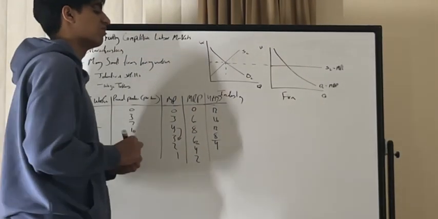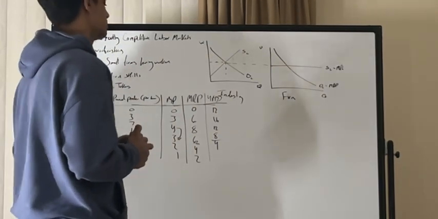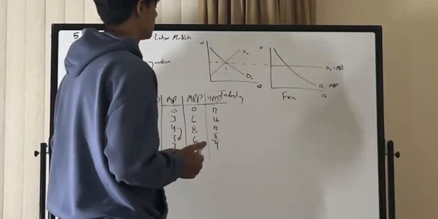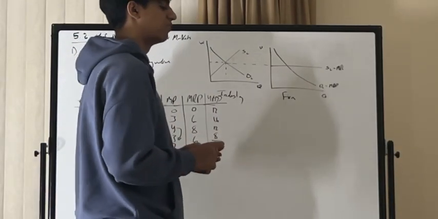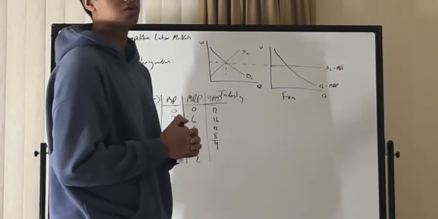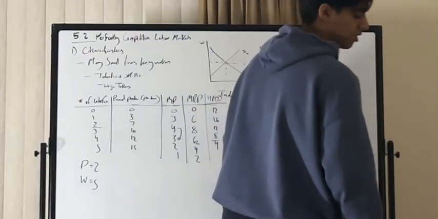Because the marginal revenue product for the 4th worker is still greater than the wage, which is 5, at 8. At the fifth worker, the marginal revenue product drops to 4, which is less than the wage, so they should not hire a 5th worker.